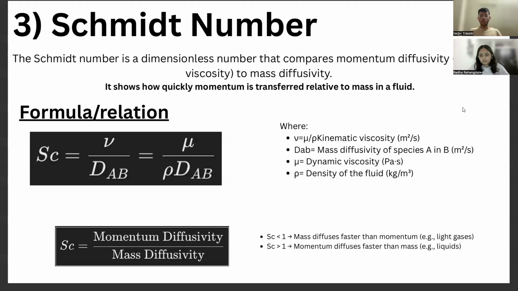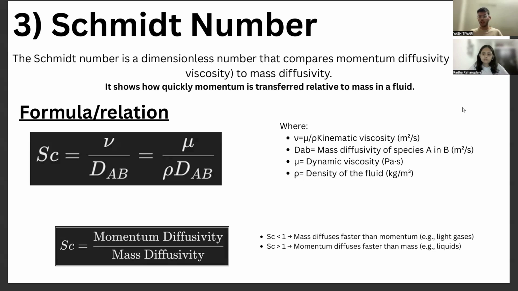Now, moving on, we're going to explain Schmidt number. The Schmidt number is a dimensionless number that compares momentum diffusivity or kinematic viscosity to mass diffusivity. It shows how quickly momentum is transferred relative to mass in a fluid. We have a relation of Schmidt number: Schmidt number is equal to nu upon D_AB. From the previous slide, we have learned that nu is equal to mu by rho. So we can define it as mu upon rho D_AB, where D_AB stands for mass diffusivity of species A and B.